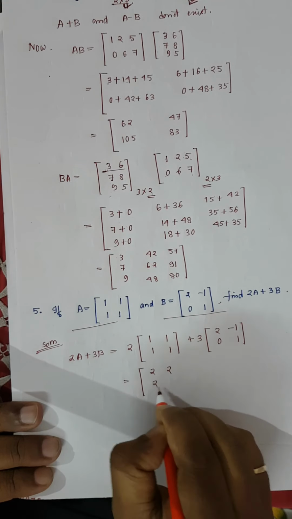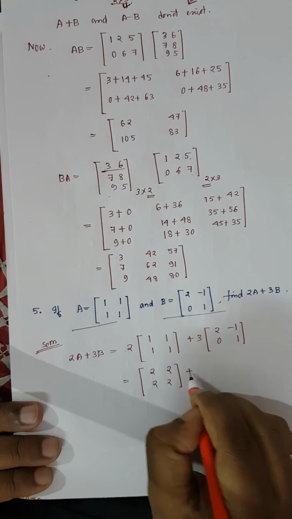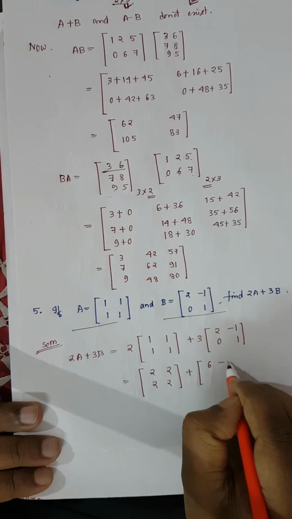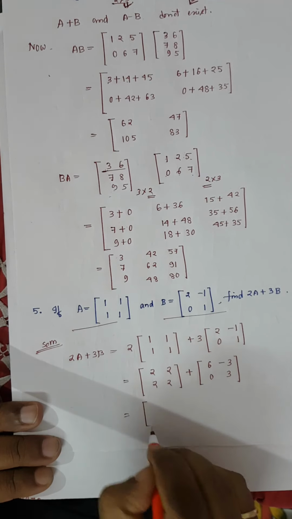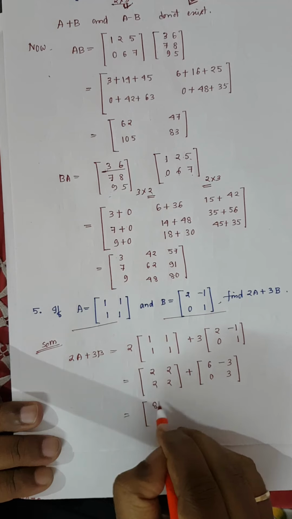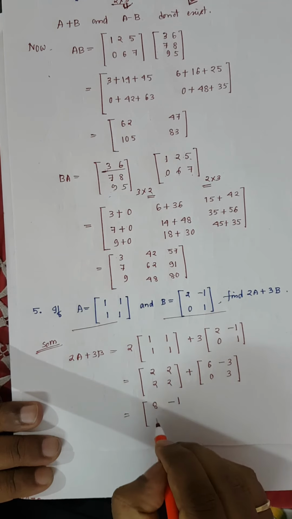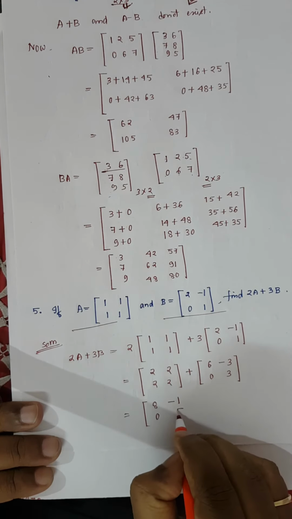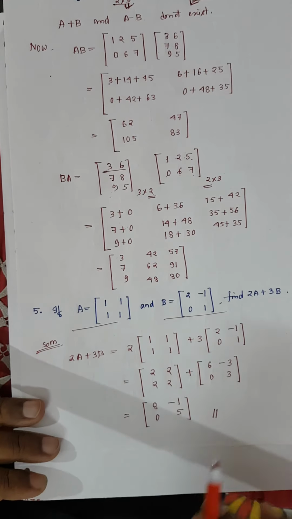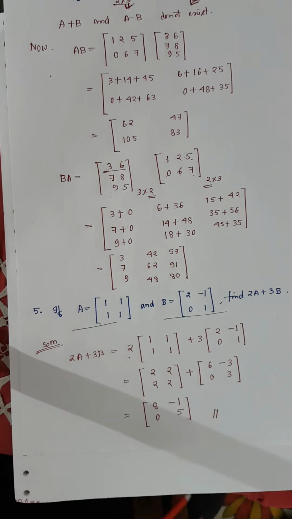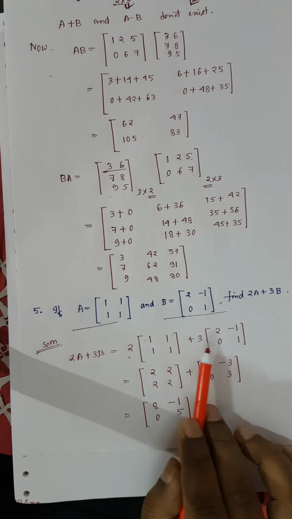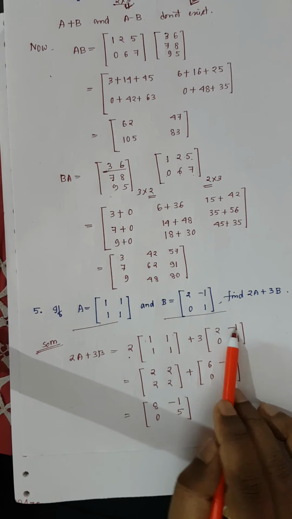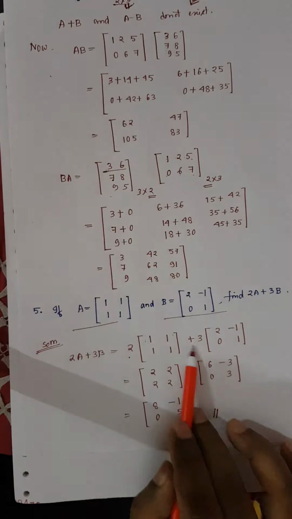This gives [2 2; 2 2] plus [6 -3; 0 3]. Now find their sum. 2 plus 6 will be 8, 2 minus 3 is minus 1, 2 plus 0 is 0, and 2 plus 3 is 5. So when I multiply by a non-zero constant k, it gets multiplied inside to all the elements of the matrix. So 2 gets multiplied inside: this is [2 2; 2 2], 3 into 2 is 6, 3 into minus 1 is minus 3, 0 into 3 is 0, and 3 into 1 is 3.